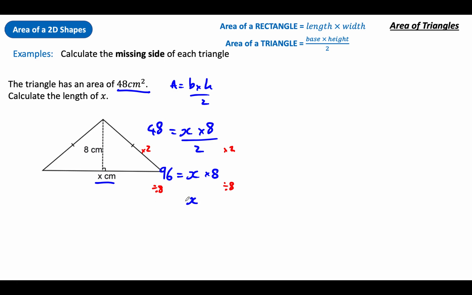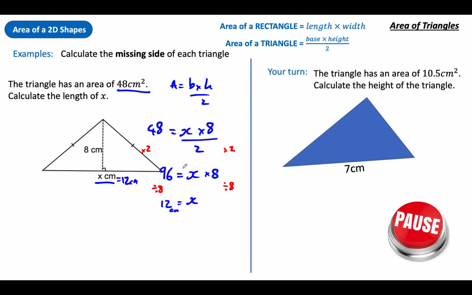And so x is equal to, how many 8s in 96? Well, that would be 12. So x equals 12 centimeters. This must be 12 centimeters, right? Just always check it. So base times height is 96, divided by 2, 48. Yeah, it works. We've just undone it. We've times it by 2, because in the original formula it was halved. And then we've divided it by that side that I've got, and it leaves the other side.